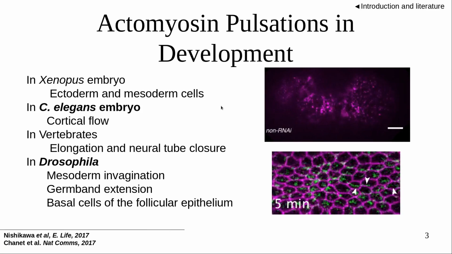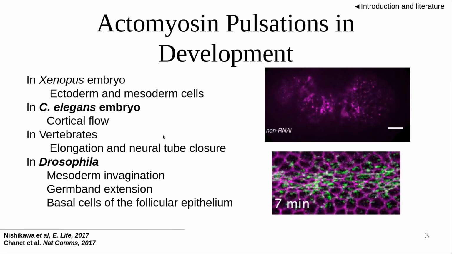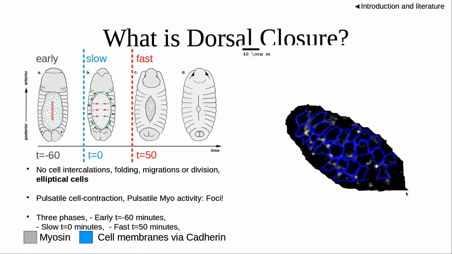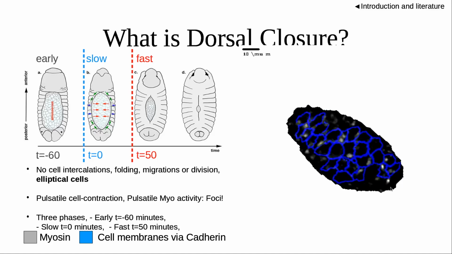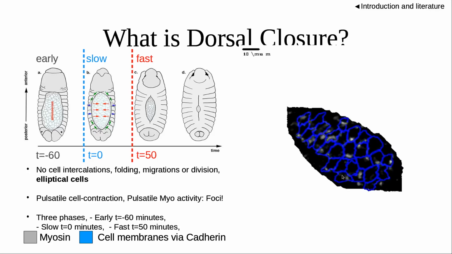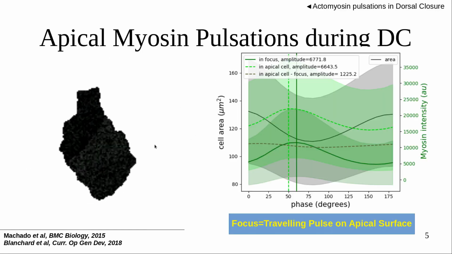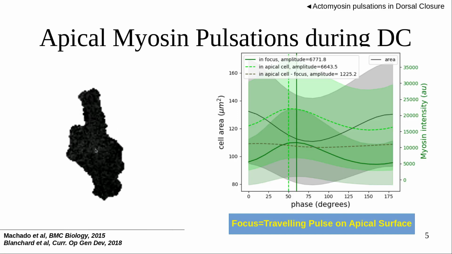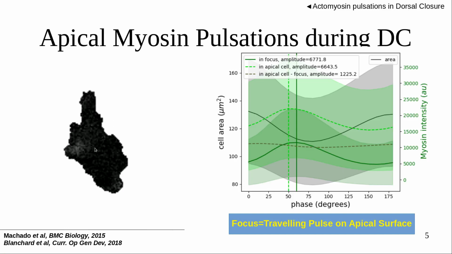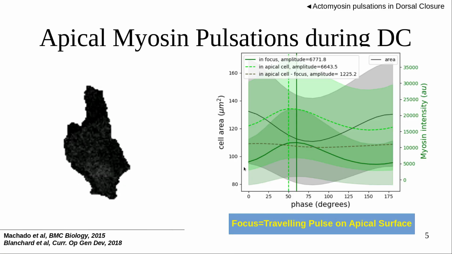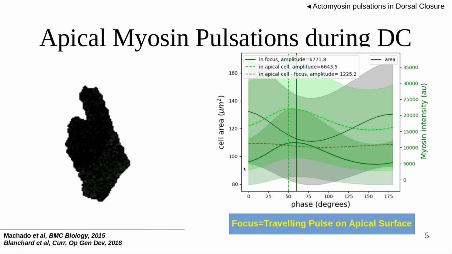elegans embryo, and more relevantly for us today in the fruit fly Drosophila, the amnioserosa tissue of which you see here with the myosin in shades of grey and the cell membranes in blue. And here is a cell from the AS, and you see that the myosin forms these traveling waves called foci that contain almost all of the pulsatility of the myosin signal present in the cell apex.